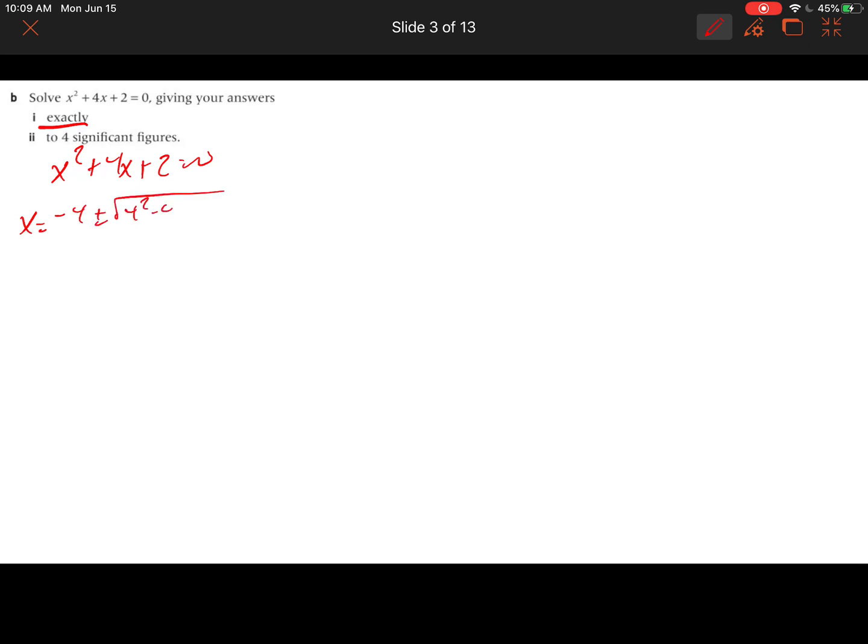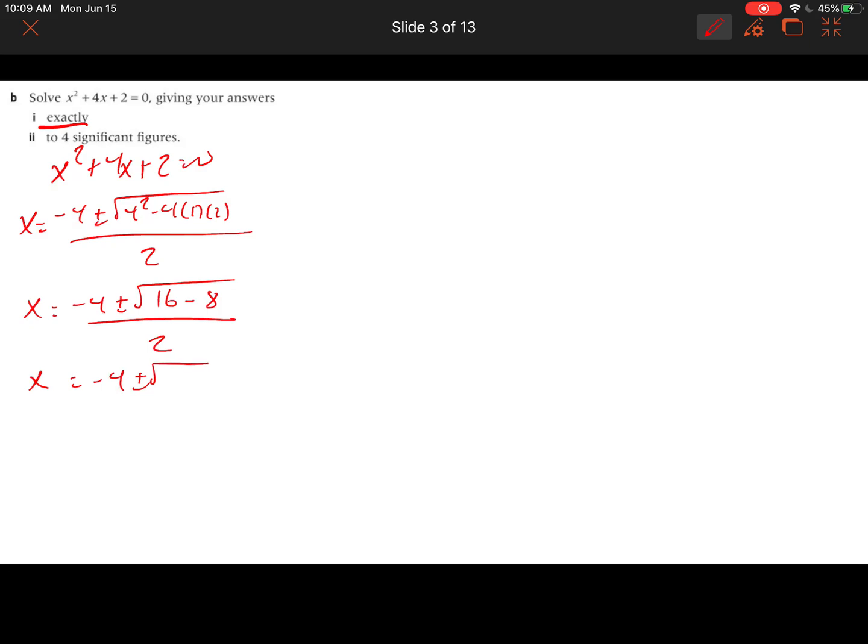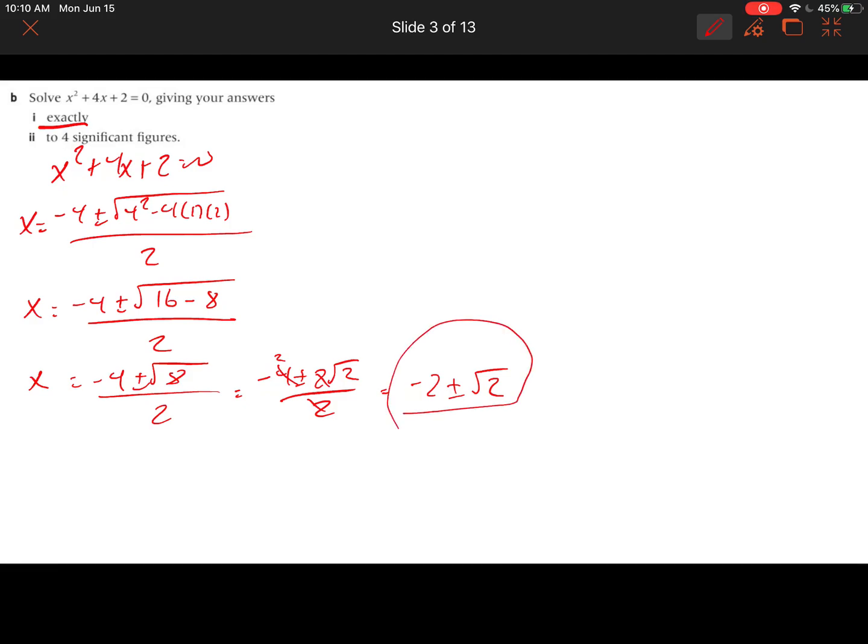x equals negative b plus or minus the square root of b squared minus 4ac all over 2a. That means x is equal to negative 4 plus or minus the square root of 16 minus 8 all over 2. x equals negative 4 plus or minus the square root of 8 over 2. Negative 4 plus or minus 2 root 2 over 2. And that's negative 2 plus or minus the square root of 2. I don't know if you need to do this last step for the IB, but I would do it.